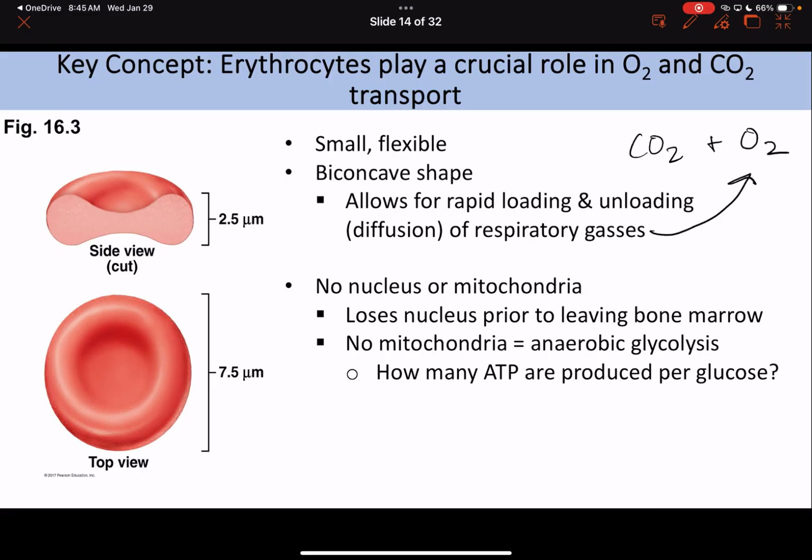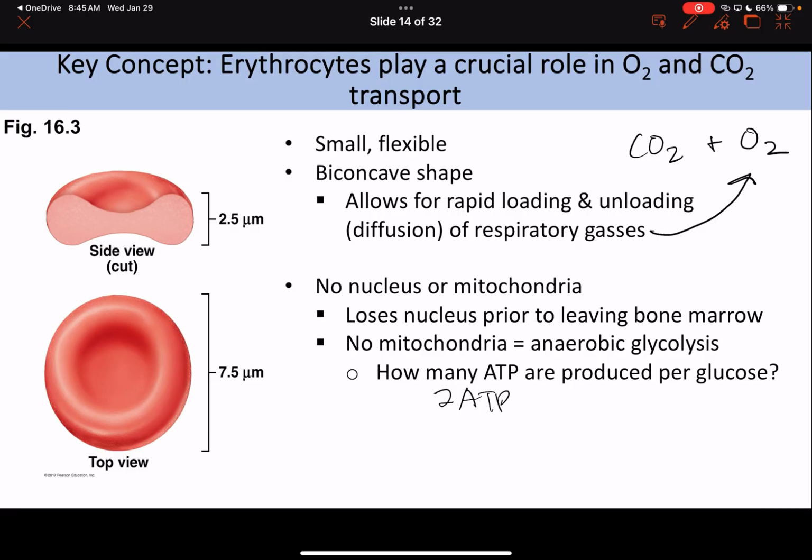And how many ATP are produced per glucose with anaerobic glycolysis? 2. Compared to aerobic, which is what? 32 to 36-ish, kind of. There's a range. It all depends on the efficiency of the individual. But it's so little compared to what we can do with oxygen, right? So only 2 ATP per glucose.